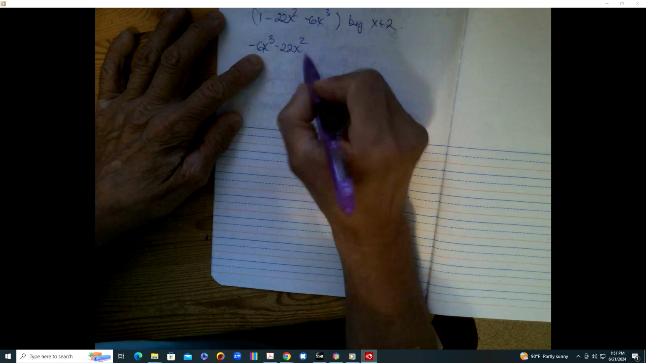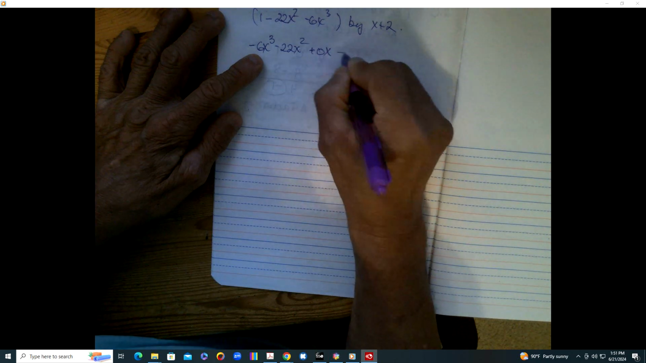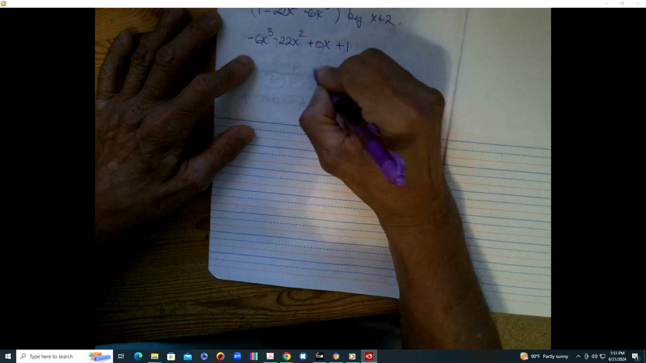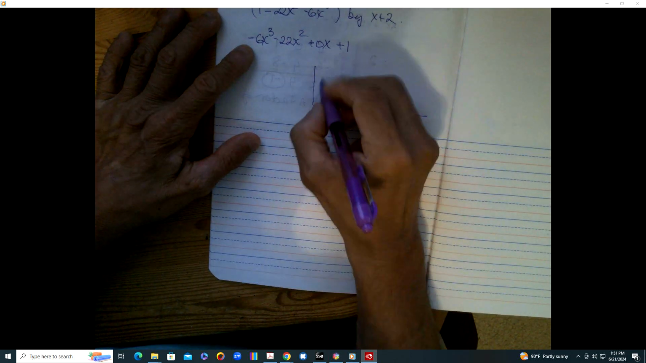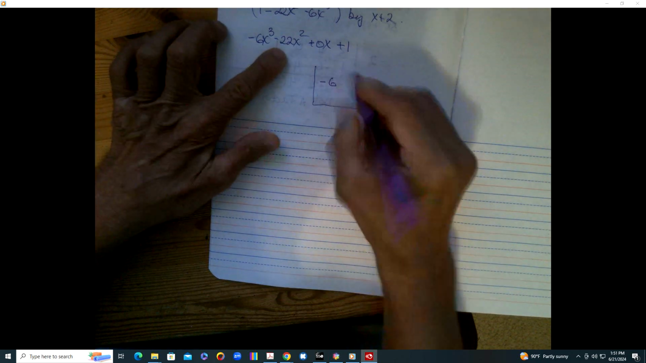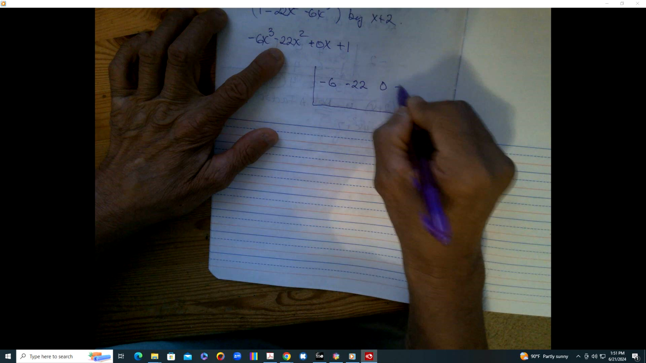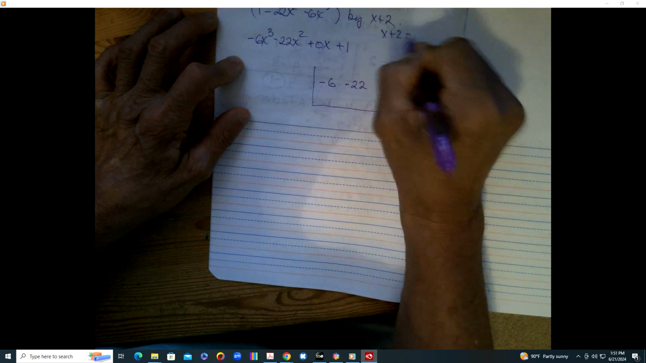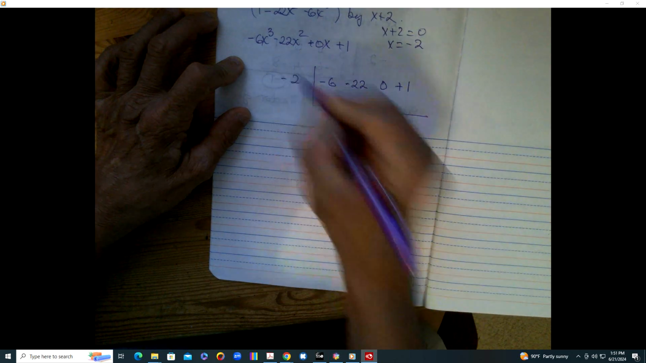Notice that we don't have an x, right? So we're gonna put 0x and then plus 1. Okay, that's how tụi con should rewrite them. Alright, bây giờ bỏ nó vô trong cái box là negative 6, negative 22, 0 plus 1. Okay, x plus 2 is just equal to 0, then x equal negative 2. So we put negative 2 right here.